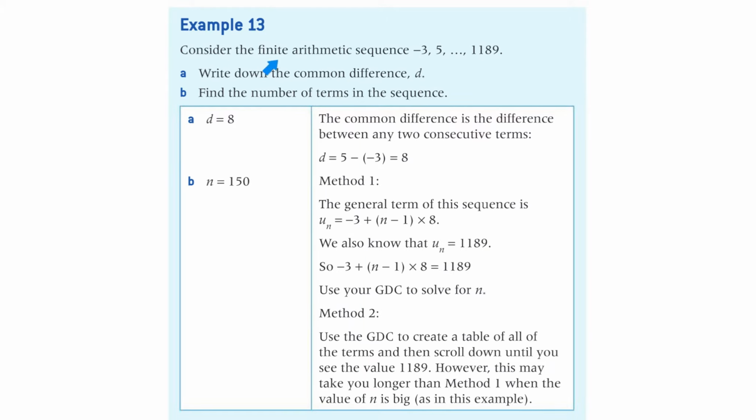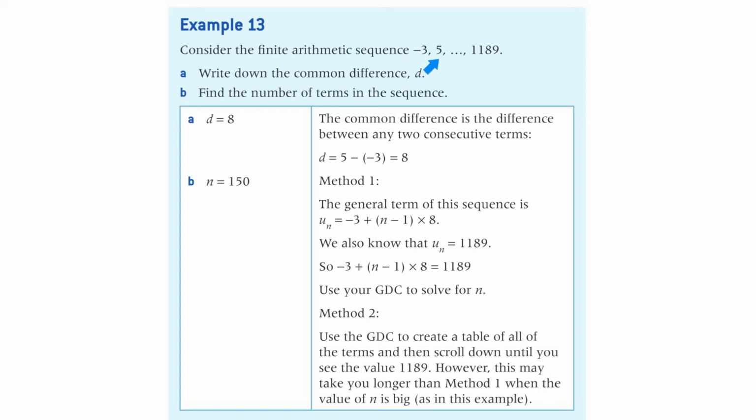Example 13. Consider the finite arithmetic sequence minus 5, 5, ... and 1,189. If it's finite, it means it ends here. A, write down the common difference d. Okay, we've got enough information here because they told us it's arithmetic. So we just have a look at the difference.